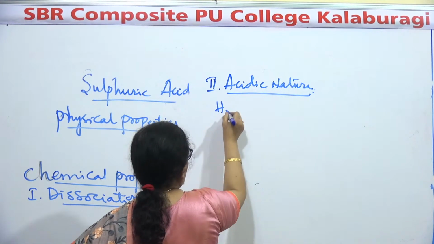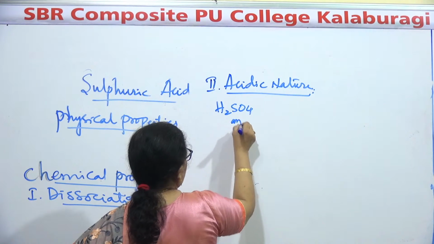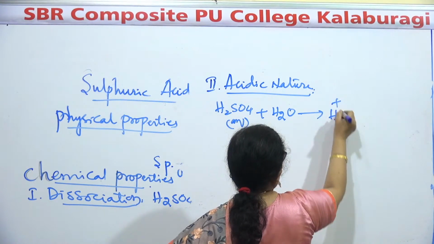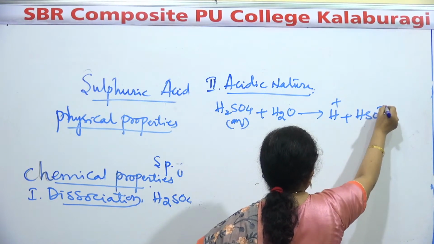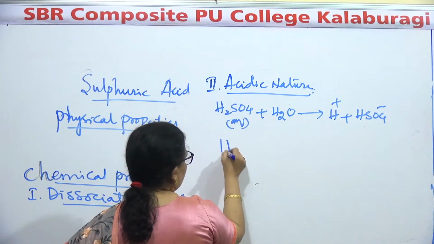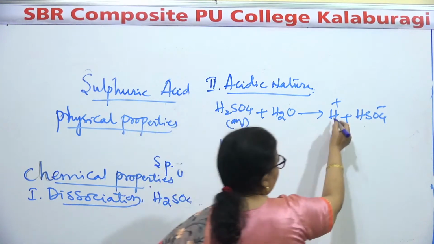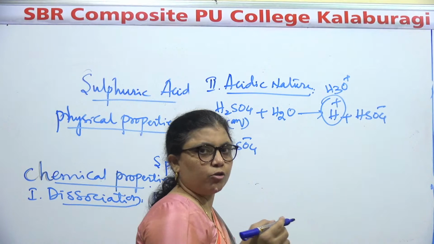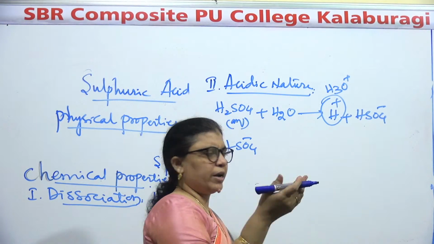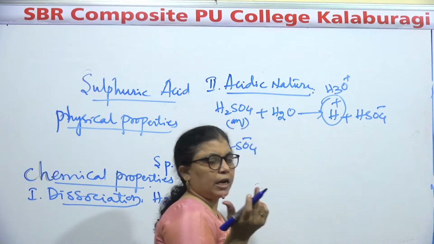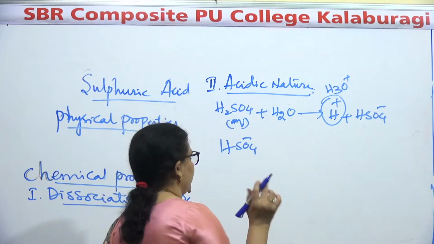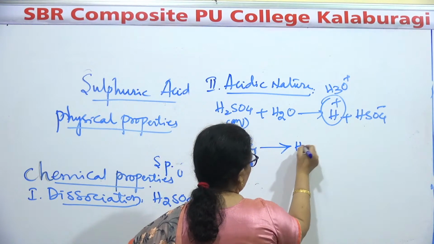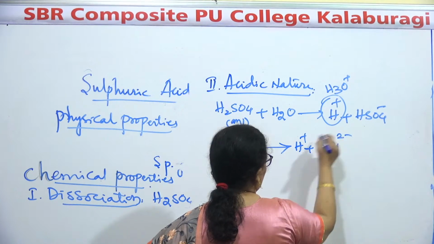When sulfuric acid is in aqueous medium, it will produce H+ along with HSO4-. In the same way, HSO4- will be in the form of what? We can even write it as H3O+, the hydronium ion, or in a simple way, instead of writing protonated water, you can write the proton directly. It doesn't make any difference. This will be converted into water. In aqueous medium, they are going to produce H+ and SO4 2-.